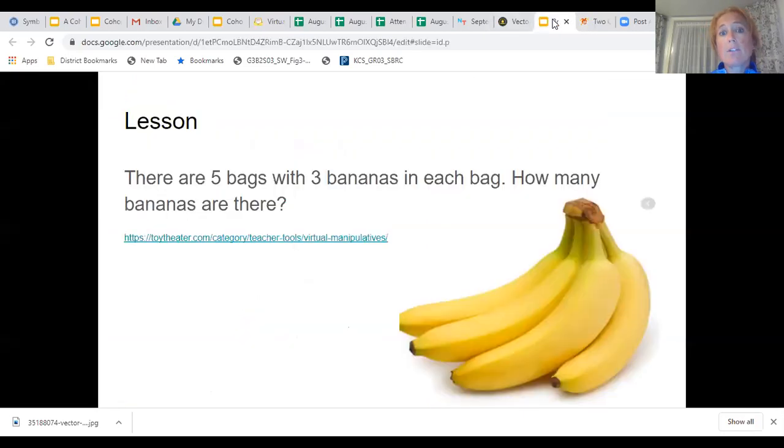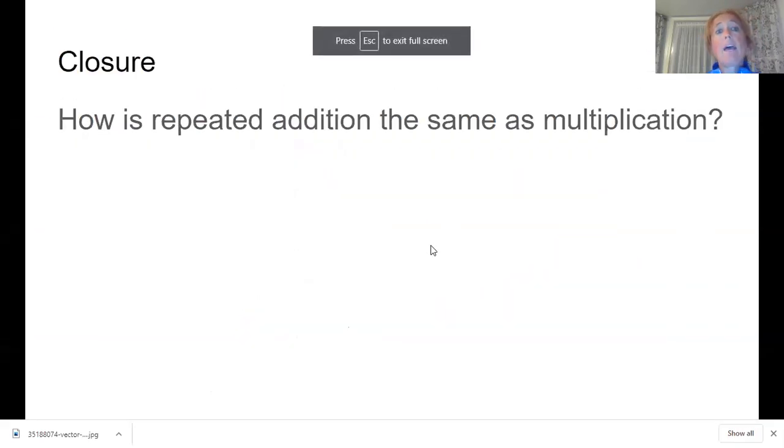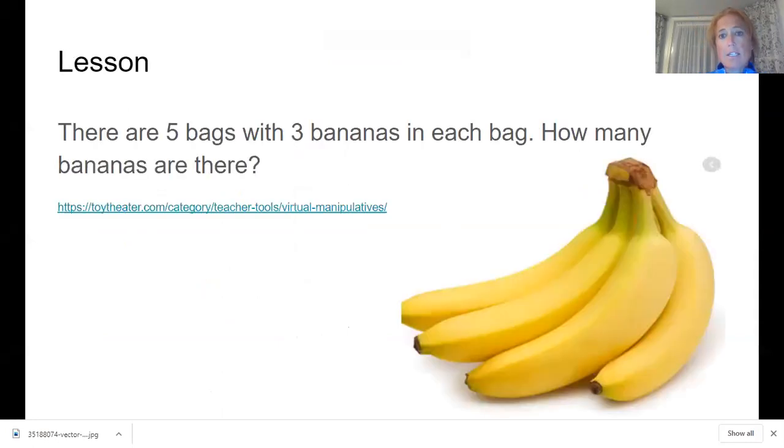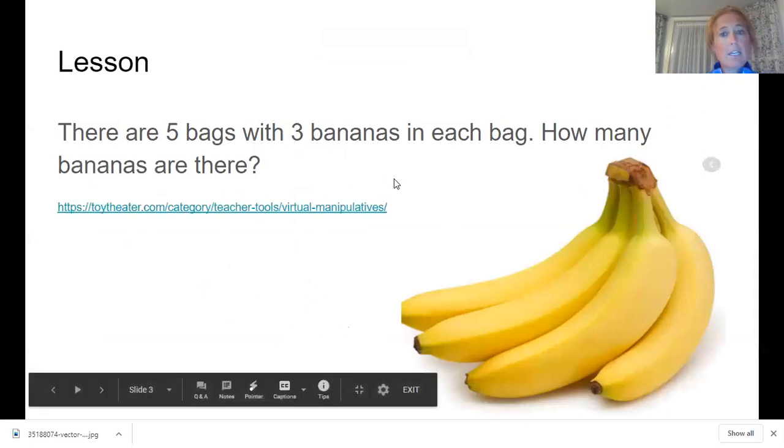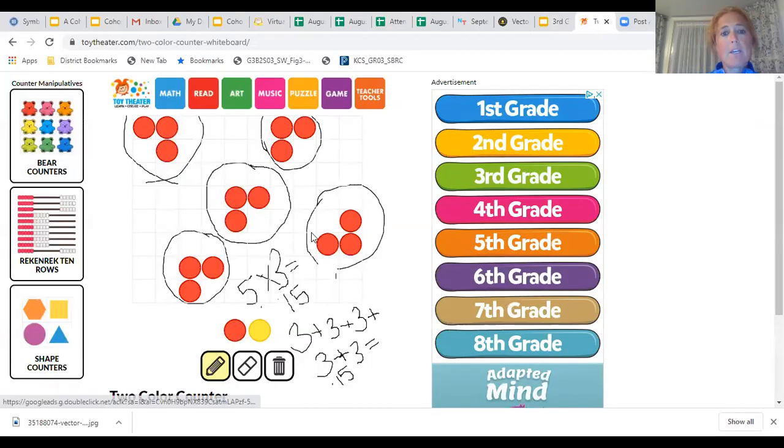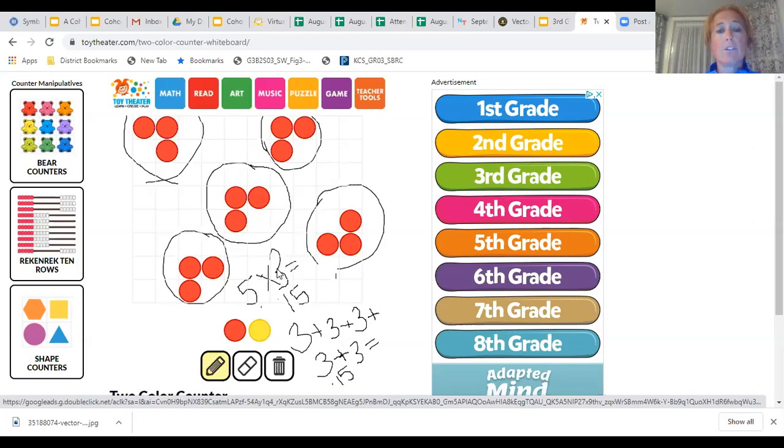All right, so let's go back to our slides. How is repeated addition the same as multiplication? We just answered that right here when we talked about how this repeated addition equation is the same as this multiplication equation. It's going to be very important that right now you draw pictures to help yourself understand what the problem is asking you for. Pictures are always a great thing before you write your equations. That way you can be sure you understand exactly what it's asking you to do.